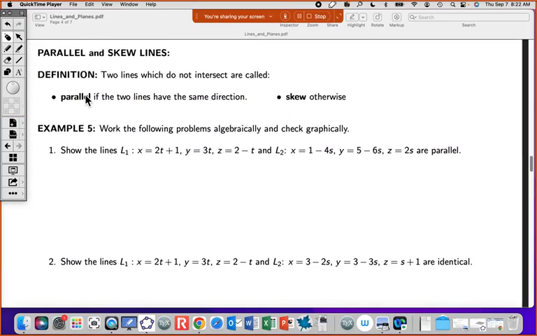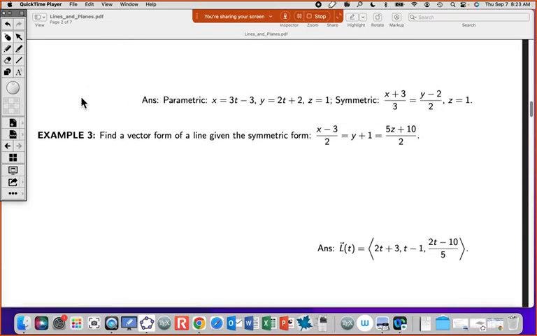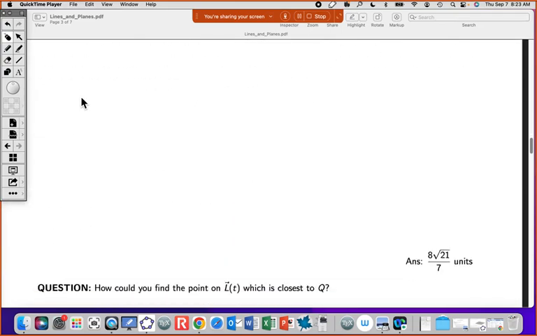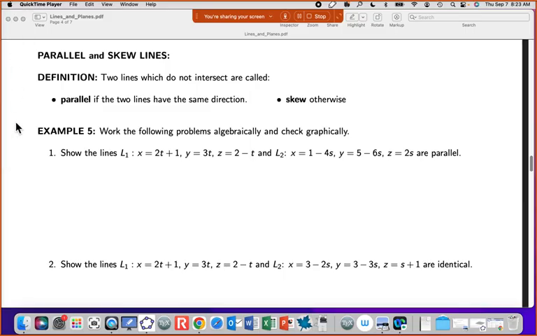Let's talk about parallel and skew lines. So yesterday we did an example where we had two different representations for the same line, and we saw what happened there algebraically. When you have two lines, either in the plane or in space, you've got a couple different scenarios. You could in fact have the exact same line. So we saw what happens yesterday.